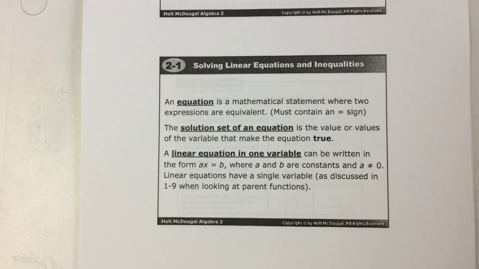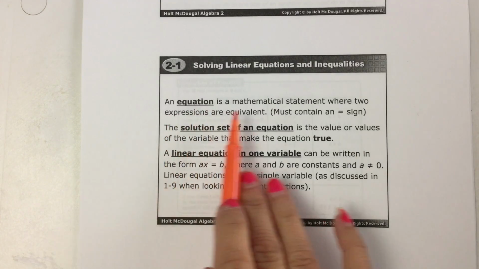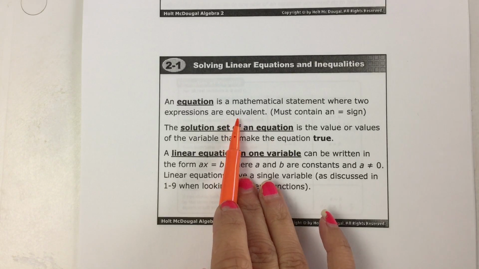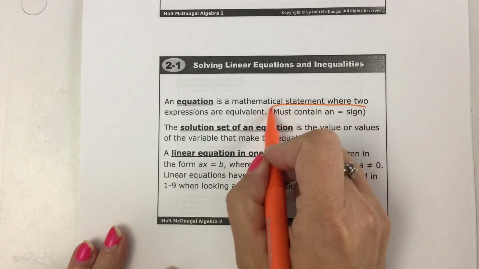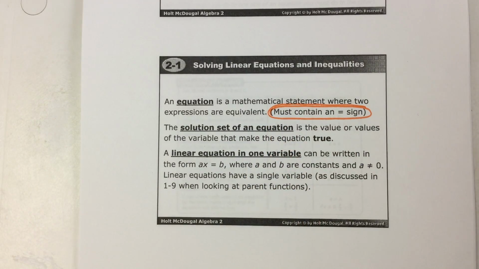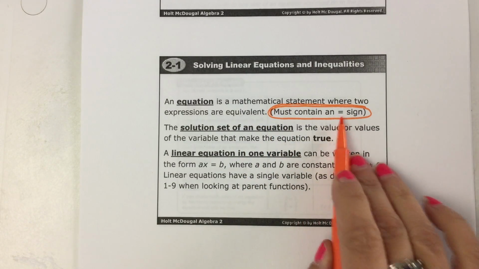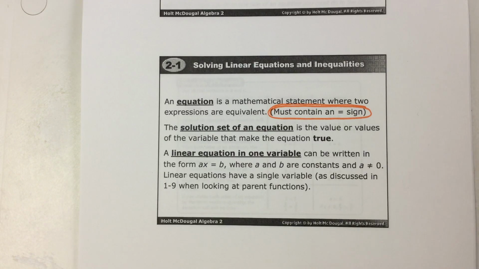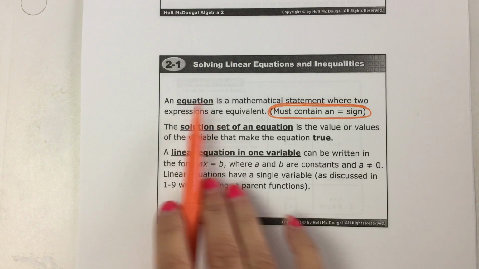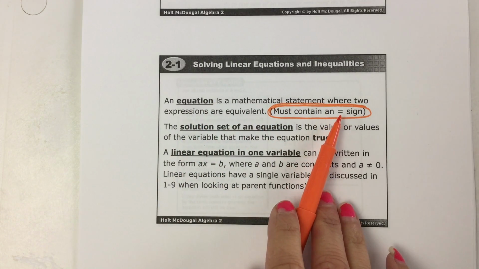Now 2.1, we are talking about linear equations. An equation is a mathematical statement where two expressions are equivalent. What that means is that in order to have an equation, you must have an equal sign. And I always remembered that because equation sounds like equals. It's not an equation unless it has an equal sign.